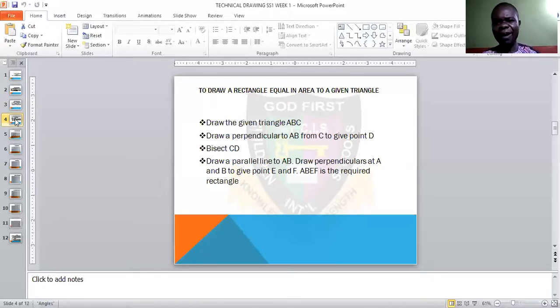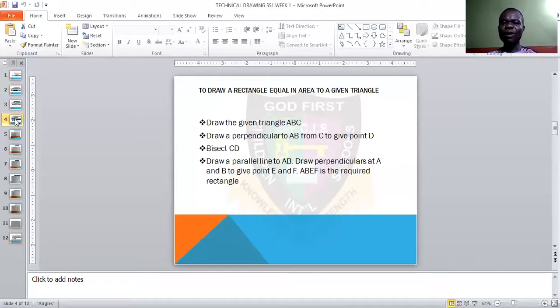What are these steps? First, you draw the given triangle. Here I call it ABC. You can name yours PQR, XYZ, or CDE. But remember, the letters should follow sequentially. It shouldn't be ADE or YSZ. That is random. It is not sequential. It should follow in a good order.